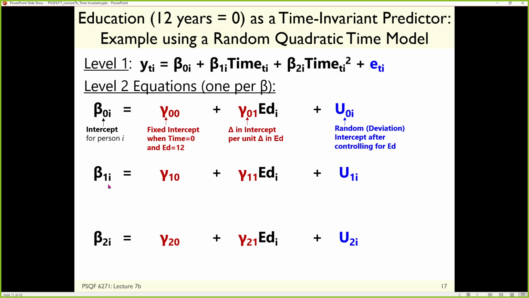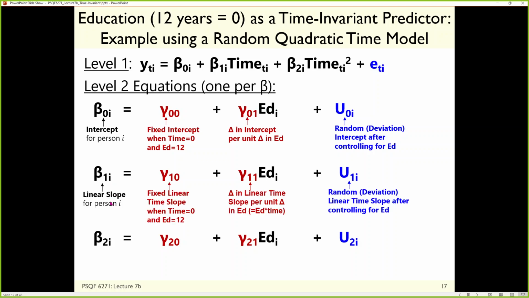Beta 1 then. Same ideas. This is how each person gets their own linear time slope. The jumping off point for it is now also doubly conditional. Because this is a linear time slope in a model that has a quadratic time slope, this time slope is at time 0. And because education is in this beta equation, the jumping off point, gamma 10, is conditional on education being 0 too. Now, this is the main effect of time. That's what gamma 10 represents in this notation scheme.